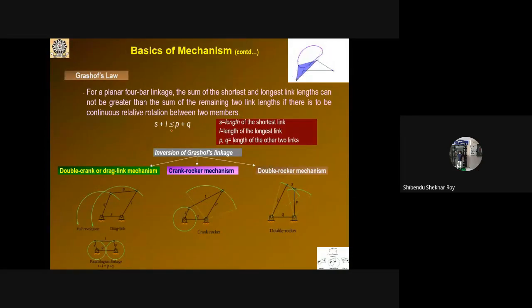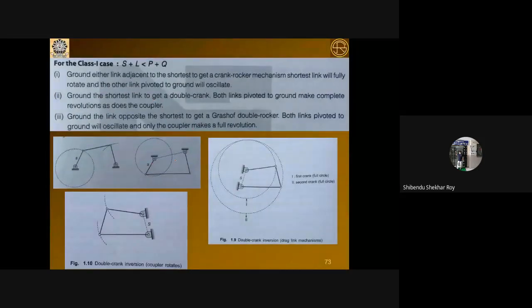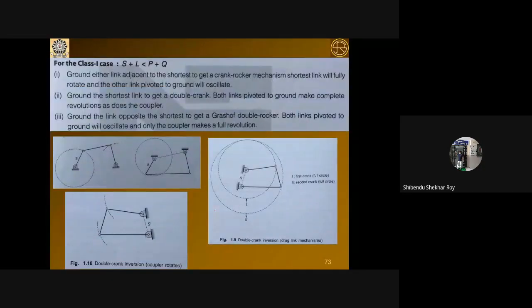Why inversion? In a 4 bar linkage, there are 4 possible ways you can fix the link. It satisfies this condition, but there are 4 possibilities. Instead of a video, I would like to show you here. So this is your kinematic chain. The mechanism has a corresponding kinematic chain, simply this one, when it is not yet fixed to any ground. This is your kinematic chain.